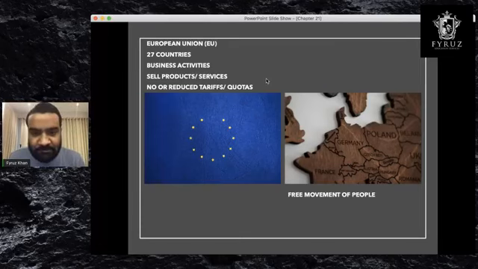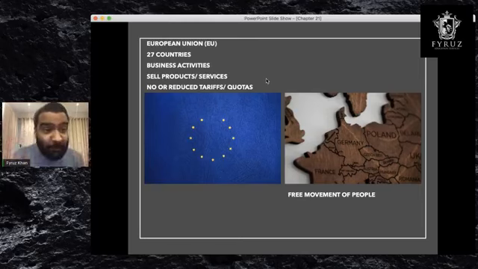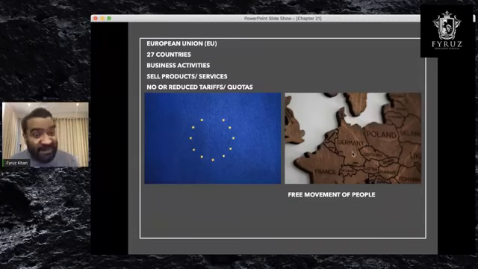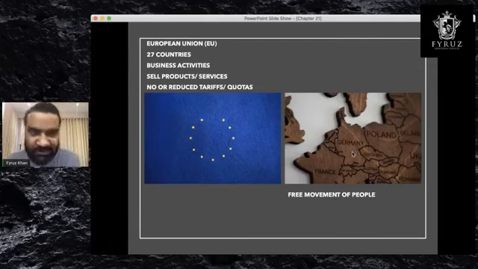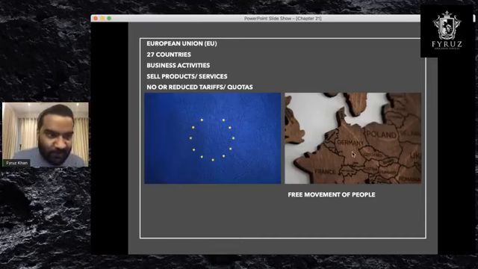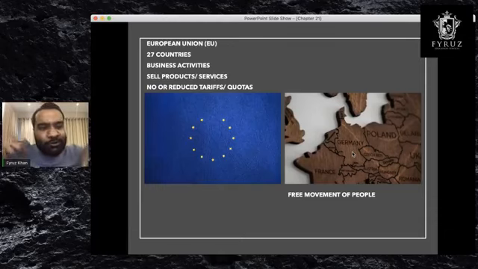Free movement of people. When people of these 27 countries move from one country to the other, whether they want to live, stay, study, or carry out business activities, they don't require a visa or special permission. They can just buy a ticket and go anywhere they like. It's so convenient. So in order to take these kinds of opportunities, 27 countries have come together.